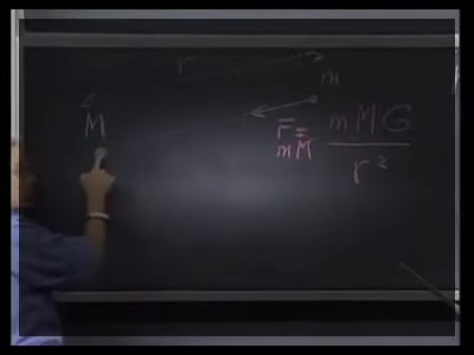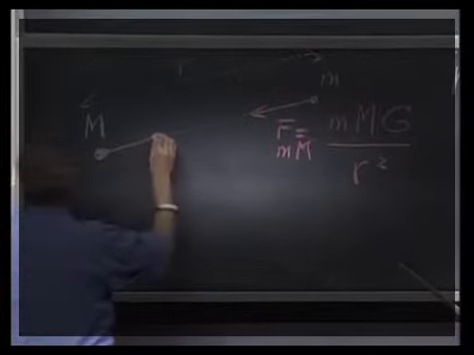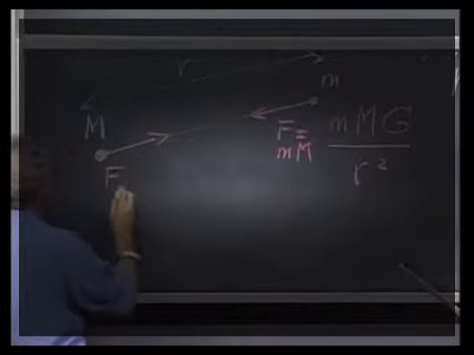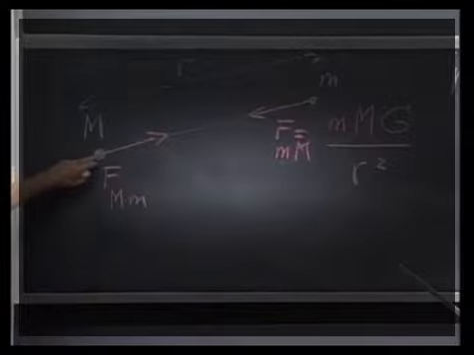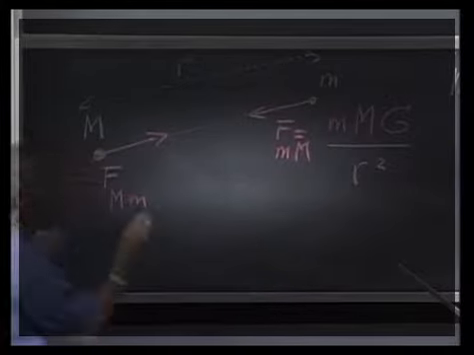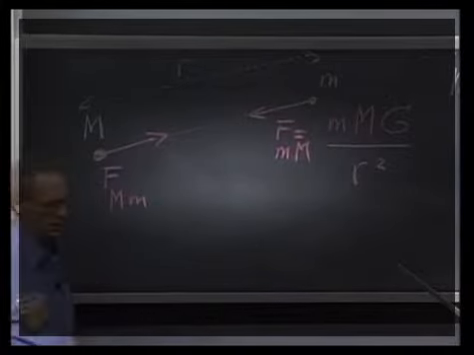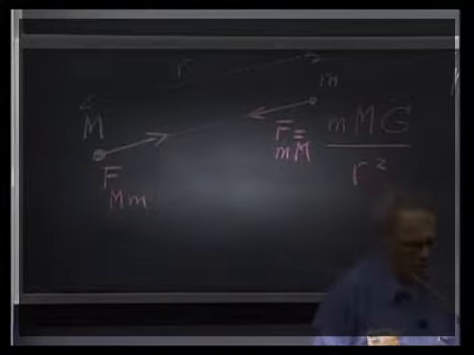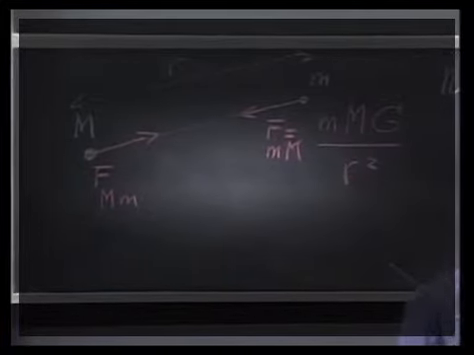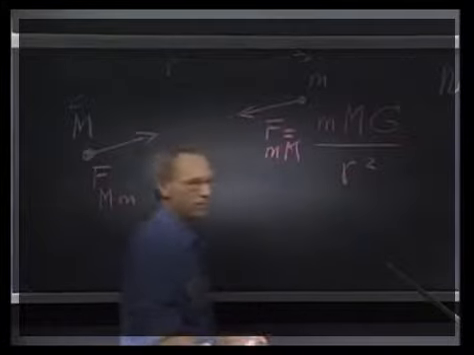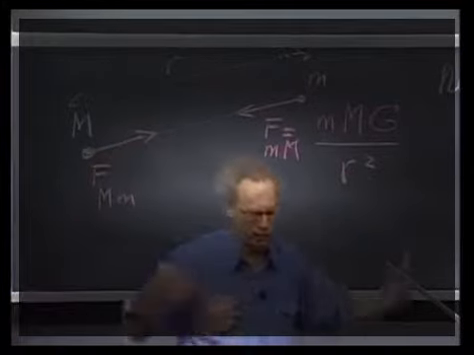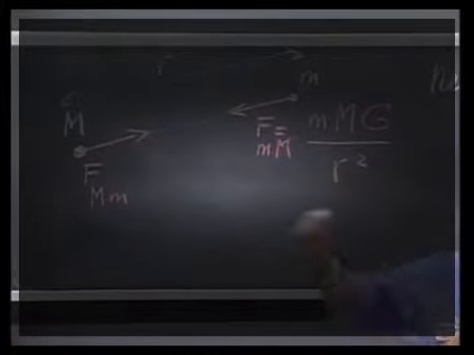Since Newton's third law holds, action equals minus reaction, this force on capital M due to little m is exactly the same in magnitude, but opposite in direction. And that is the universal law of gravity. Gravity is always attractive. Gravity sucks, that's the way to think of it. It always attracts. There's no such thing as repelling forces.